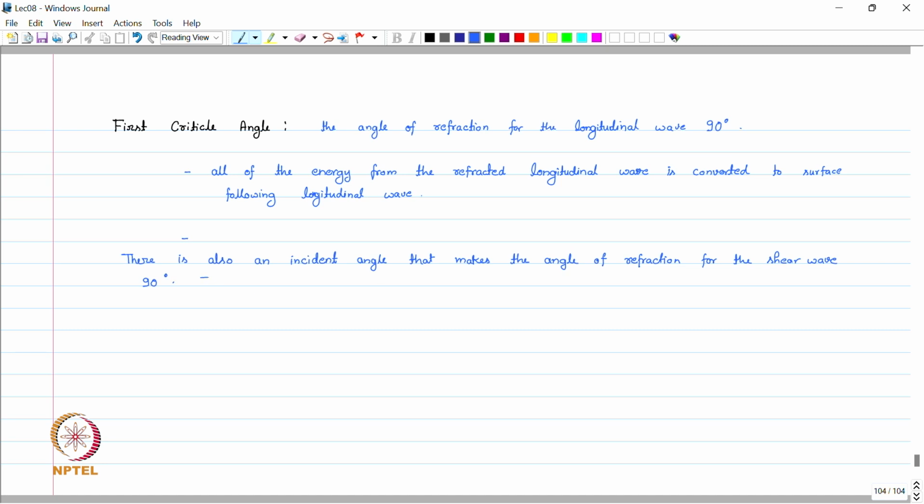This is called the second critical angle. And beyond this second critical angle only the surface wave will be generated.